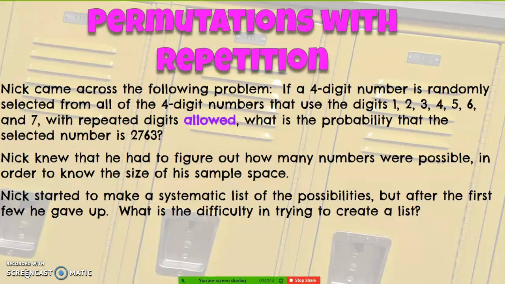Order matters. Nick knew that he had to figure out how many numbers were possible in order to know the size of his sample space. Nick started to make a systematic list of the possibilities, but after the first few he gave up. Why was it difficult for him to try to create a list of all the possibilities? Obviously, the list would be too long. He wouldn't physically be able to do it in a reasonable amount of time.